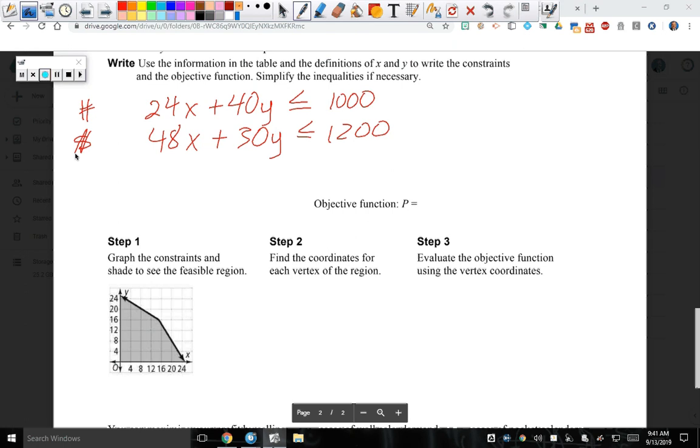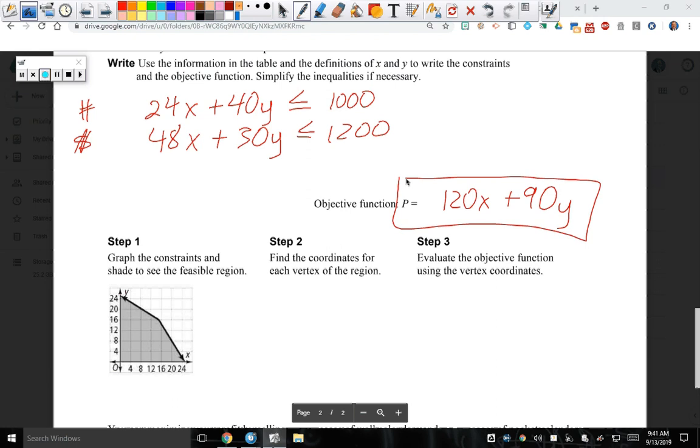120x plus 90y, yep, is going to be our objective. Because this equation is what we're trying to maximize. Right? You wouldn't want to minimize profit. If you owned a company, you're not going to want to minimize your profit. You're trying to maximize your profit.